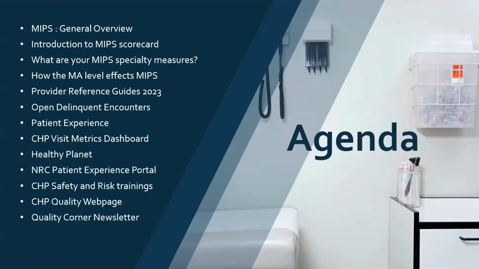During this training, I will be discussing central topics to the CHP Quality and Regulatory Division, such as MIPS, a general overview, an introduction into CHP MIPS scorecards, MIPS specialty measures, medical assistance impact on MIPS data capture, CHP provider reference guides for 2023, open delinquent encounters, and patient experience, as well as some notable references to these helpful CHP tools: CHP Visit Metrics Dashboard, Healthy Planet, NRC Patient Experience Portal, CHP Safety and Risk Trainings, our quality webpage, and Quality Corner newsletter publications.